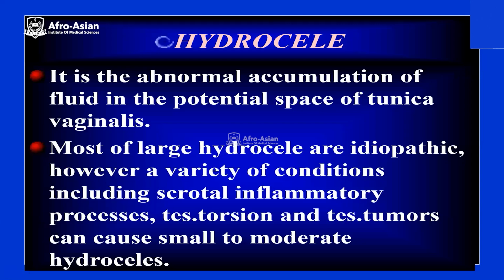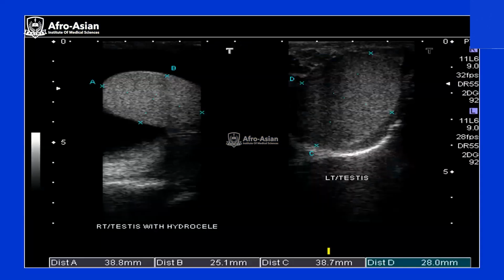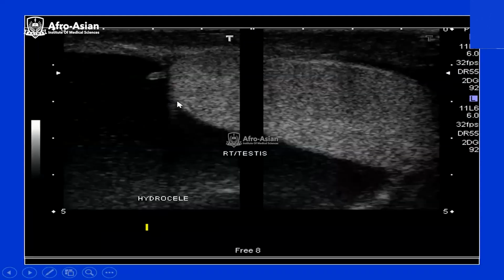Hydrocele is abnormal accumulation of fluid in the potential space of tunica vaginalis. Most large hydroceles are idiopathic. However, a variety of conditions, including scrotal inflammatory processes, testicular torsion, and testicular tumors, can cause small to moderate hydroceles. This is the normal testicle, and here you can see the fluid in the tunica vaginalis.